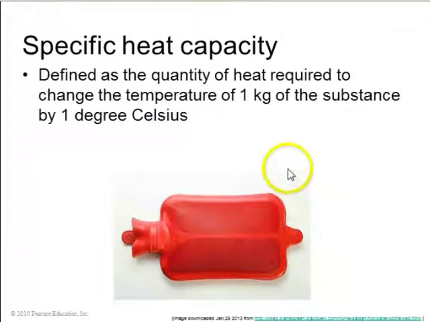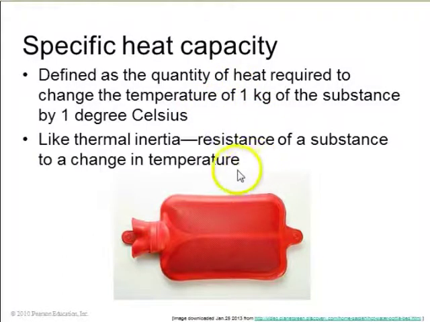Specific heat capacity. So this is a property of any substance. Specific heat capacity is defined as the quantity of heat required to change the temperature of 1 kilogram of the substance by 1 degree Celsius. It's like thermal inertia. Okay? Any substance will resist a change in temperature, and how much it resists it is determined by its specific heat capacity. So this water bottle has a high specific heat capacity, so if it's hot, it stays hot for a long time.